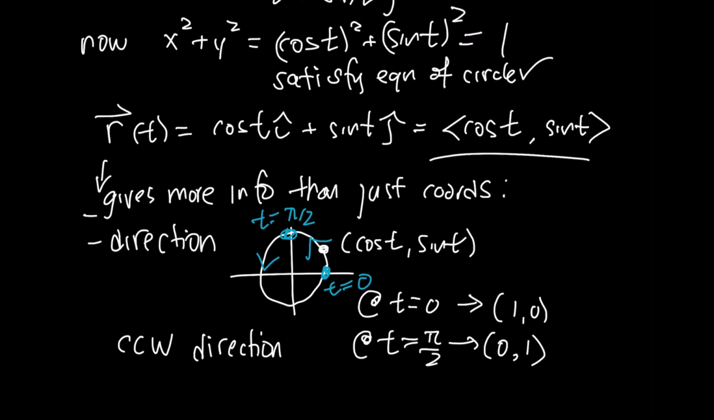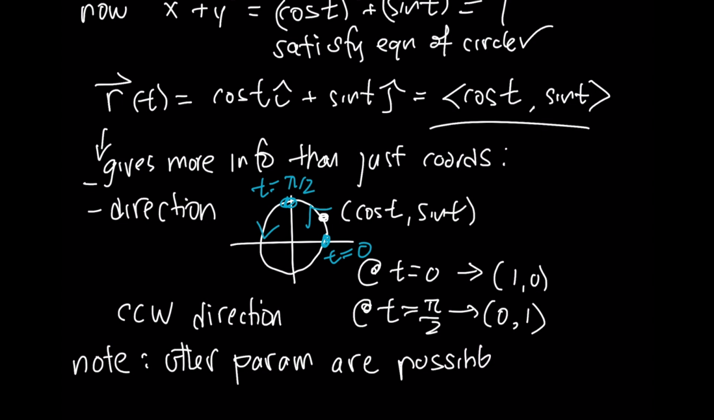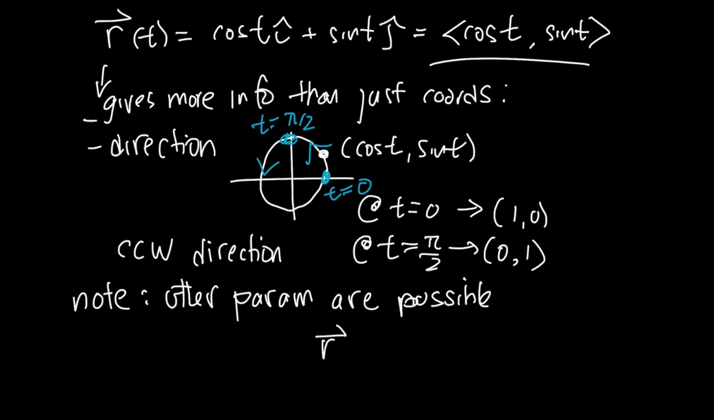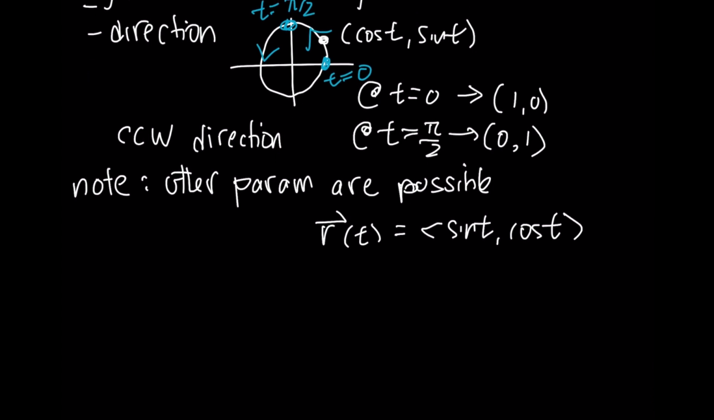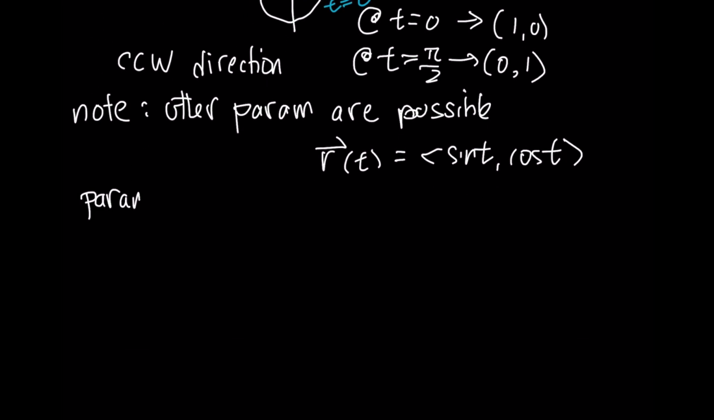Now note, other parameterizations are possible. So let's say you wanted to move across the circle clockwise. So you could talk about this parameterization, sine of t and cosine of t. You could switch the two letters. You're going to cover exactly the same points in the unit circle, but you're just going to move them with a different direction. So for now, we're going to focus on parametrizing curves in R2. And then we will eventually generalize this to R3.